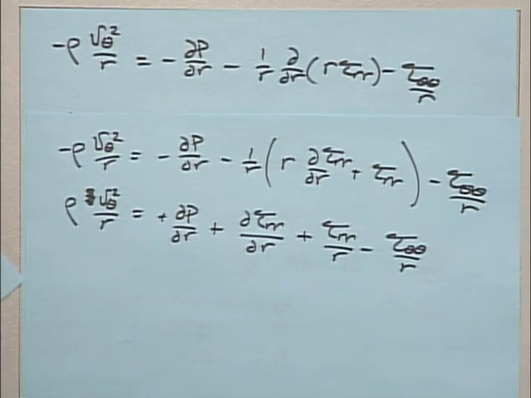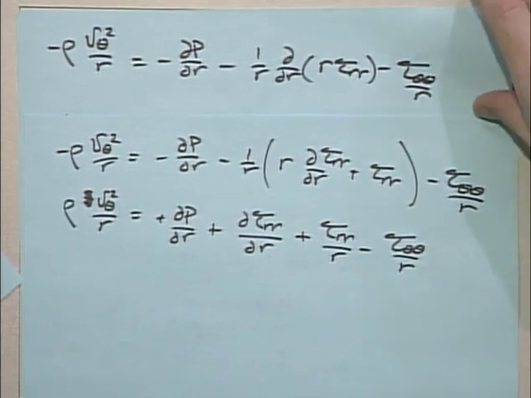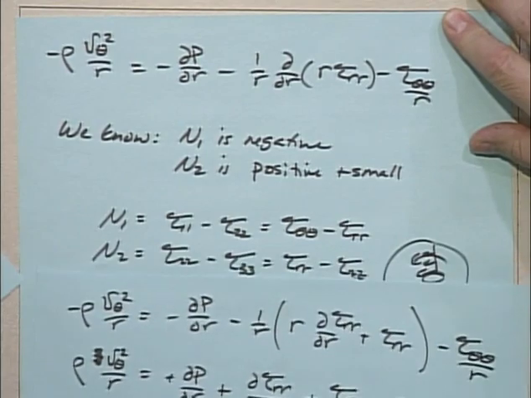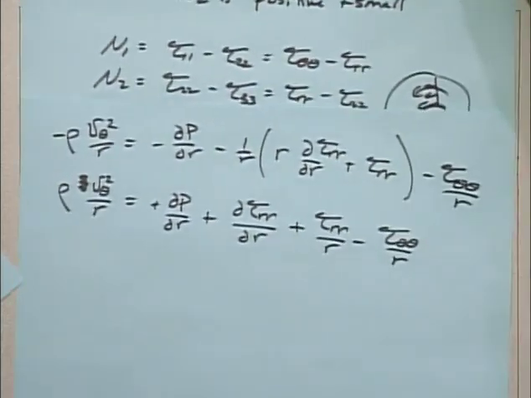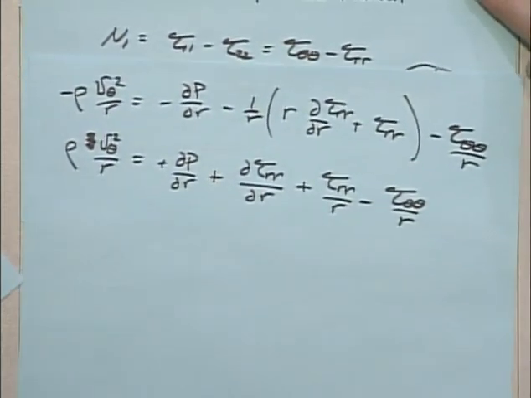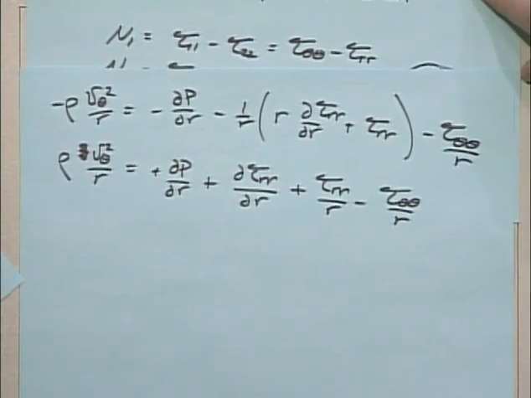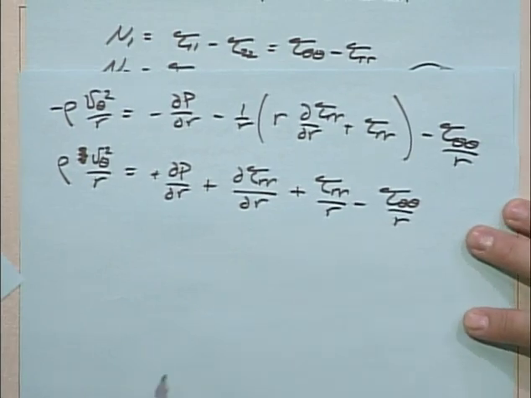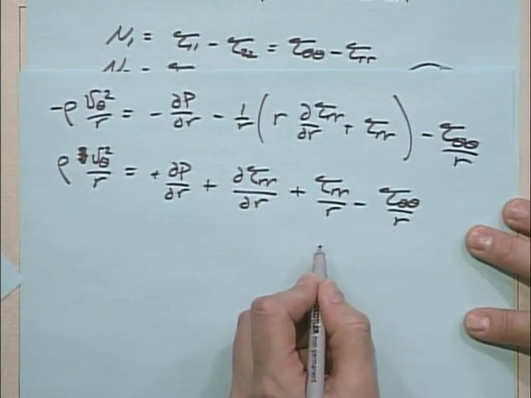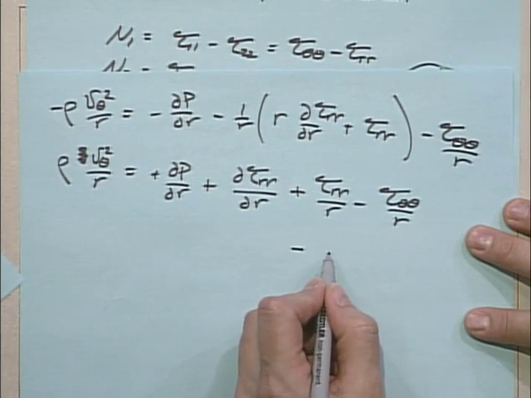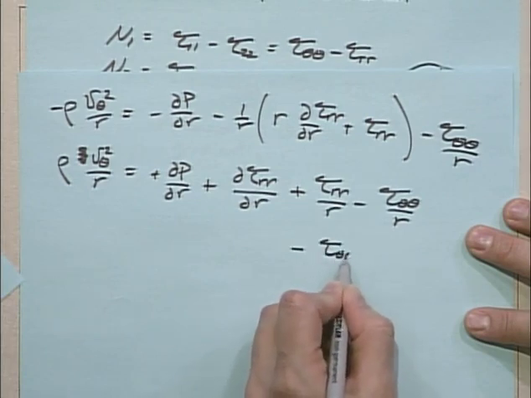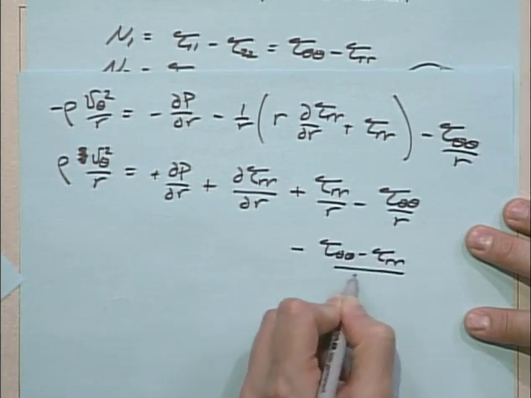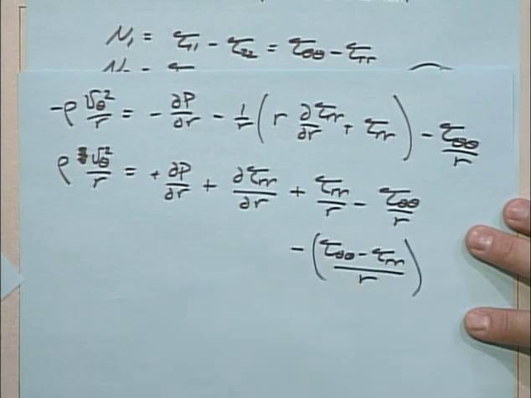So our wish has come true. If I go back here, N1 is tau theta theta minus tau rr. So we have something going right here. This is equal to minus tau theta theta minus tau rr over r. So that's minus N1 over r.